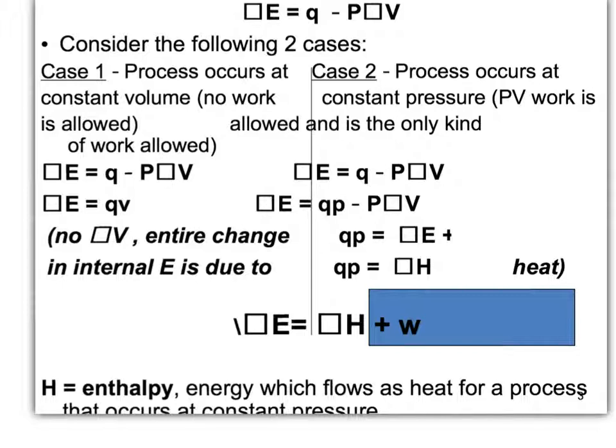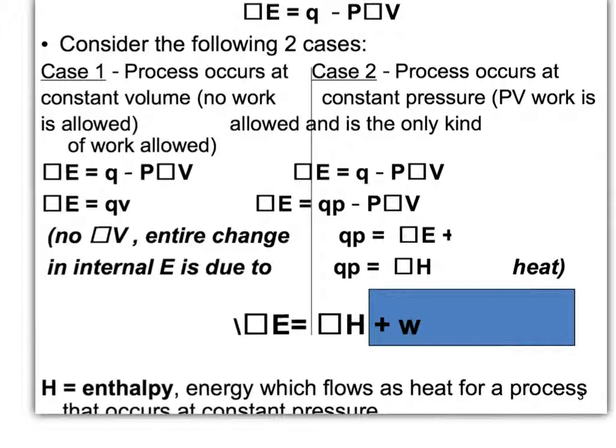If you take a look, it just talks about two cases: a process at constant volume, so no work is allowed, and a process at constant pressure, so PV work is the only kind allowed. And it shows the derivation of delta E equals Q minus P delta V to two different equations, and then we eventually get delta E is equal to delta H plus W. Want to introduce H, which is enthalpy.